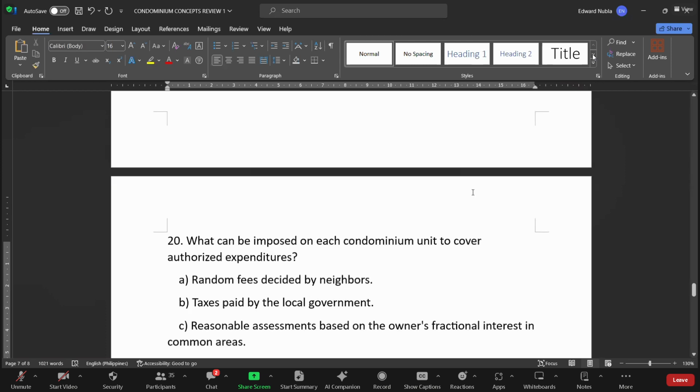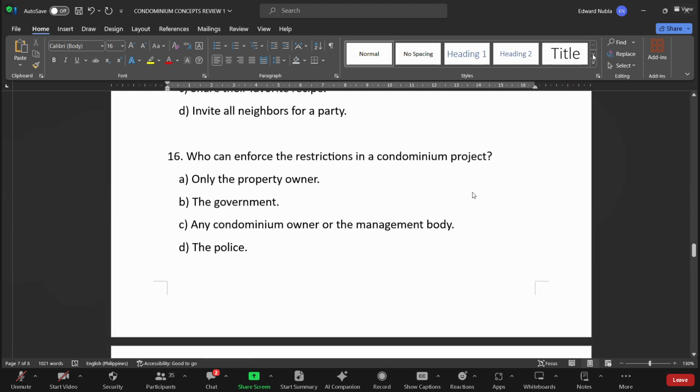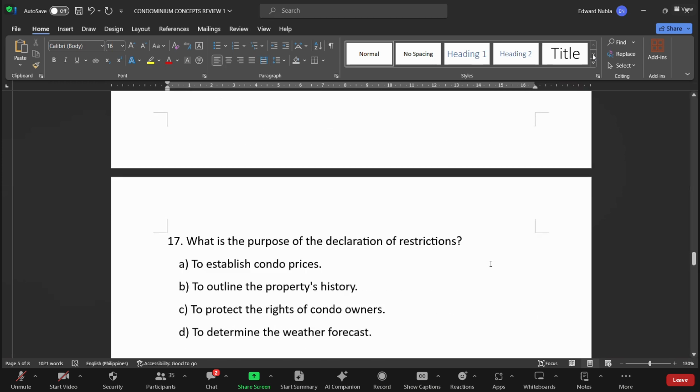All right. Number 16, who wants to answer? Anyone who hasn't? Miss Johanna, yes. Who can enforce the restrictions in a condominium project? Sir, C, a condominium owner or the management body. Even the unit owner can enforce the restrictions.